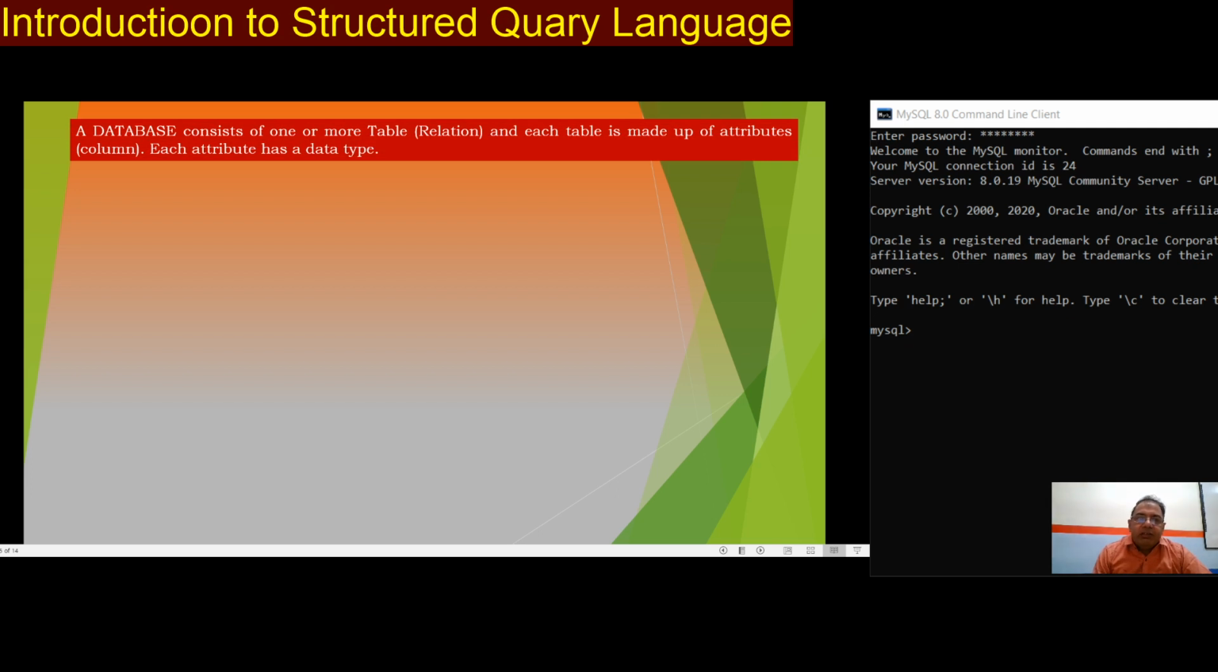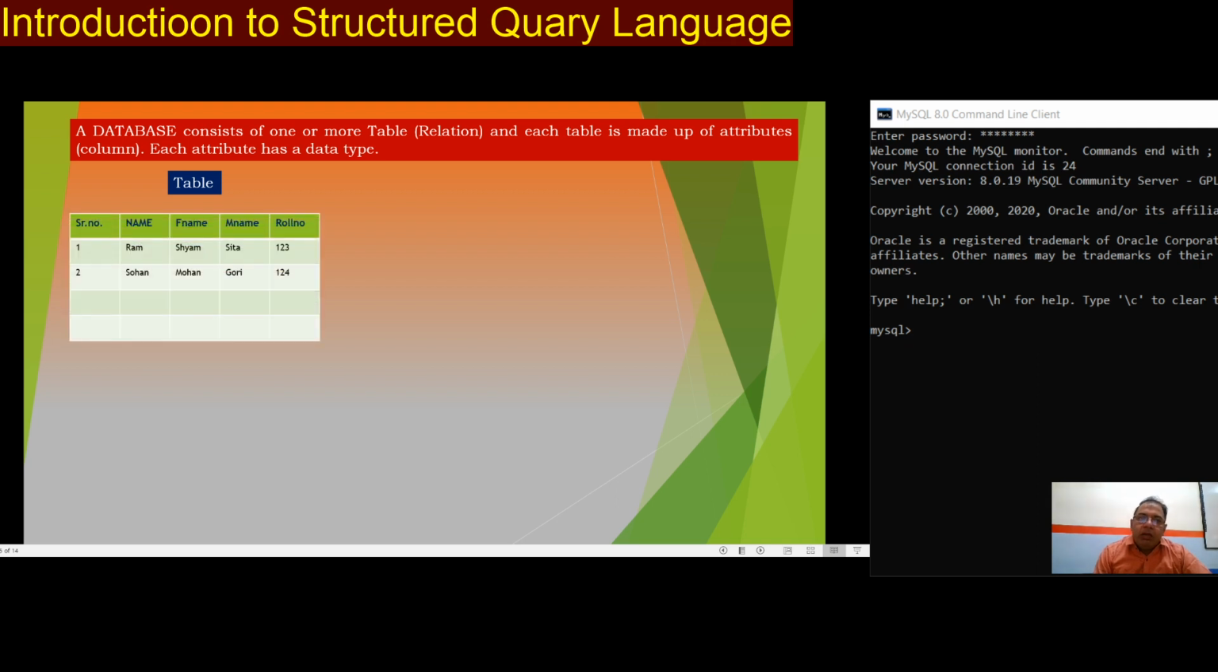After getting these rules, we will now read what a database is. As we have already discussed, a database consists of one or more tables, and each table is made up of attributes, which are known as columns or fields. Each attribute has a data type like in other languages. We have an example to describe the terminology which we can use in MySQL.